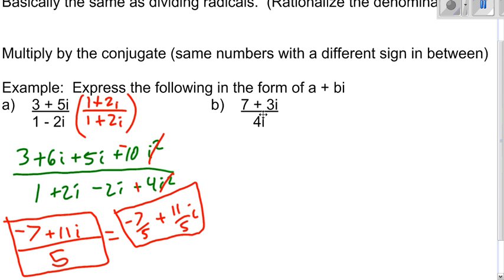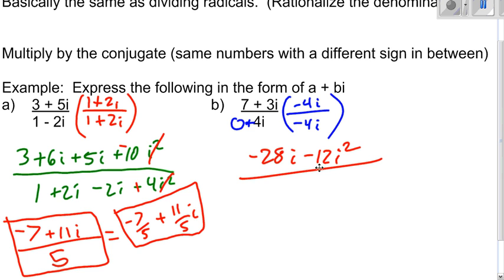For example B here, this is 0 plus 4i, so its conjugate would be 0 minus 4i, which is just minus 4i. So on top, we need to distribute, so we get negative 28i minus 12i squared over 4 times 4 is 16. Since it's negative, it would be negative 16. i times i is i squared.